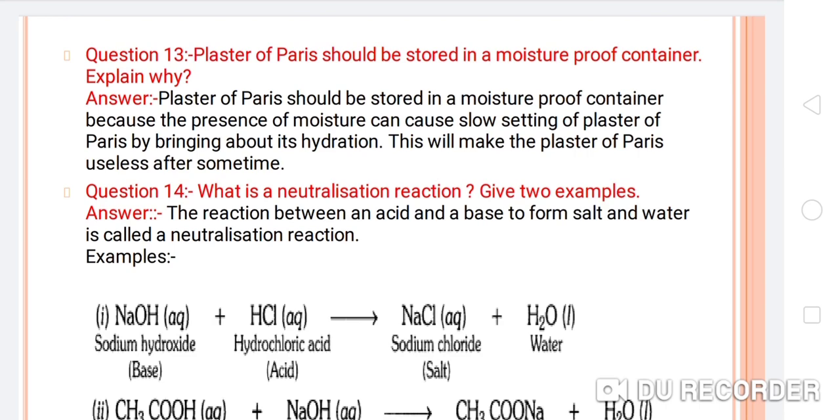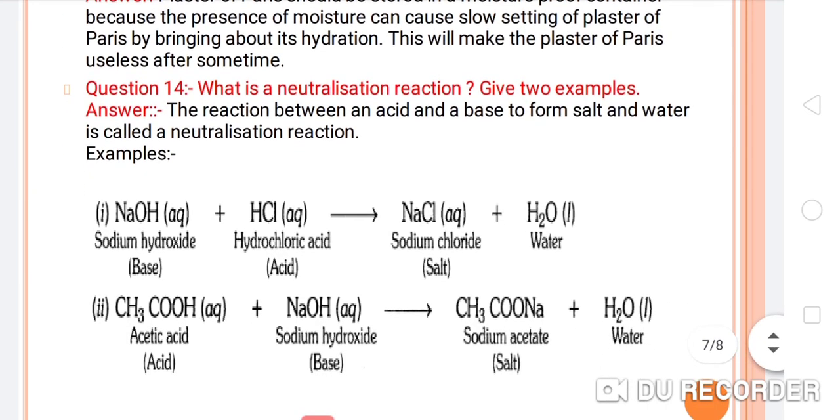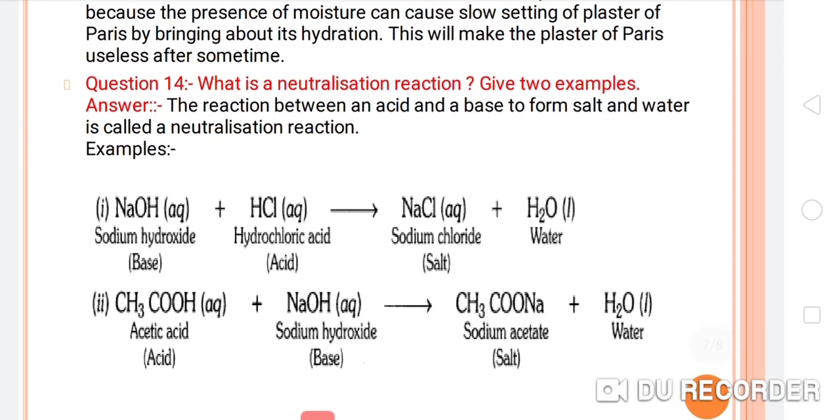Now question number 14, what is a neutralization reaction? Give two examples. So the answer is the reaction between an acid and a base that forms salt and water is called a neutralization reaction. For example, sodium hydroxide, a base, reacts with an acid to form salt, NaCl, and water. Similarly, acetic acid when reacted with sodium hydroxide forms sodium acetate and water.